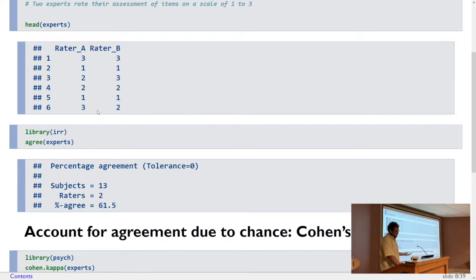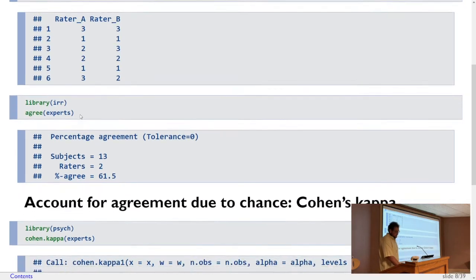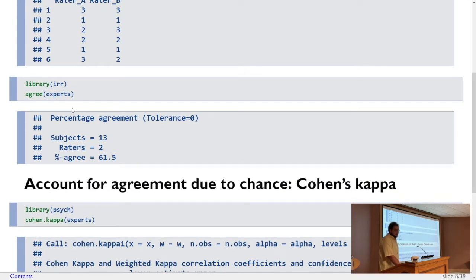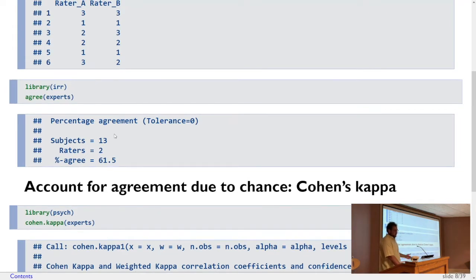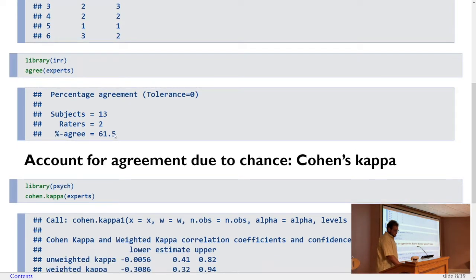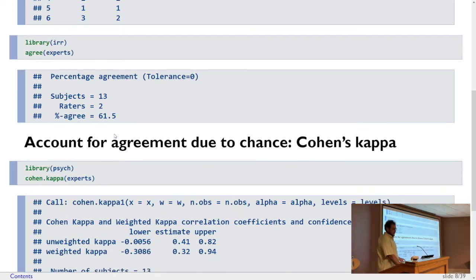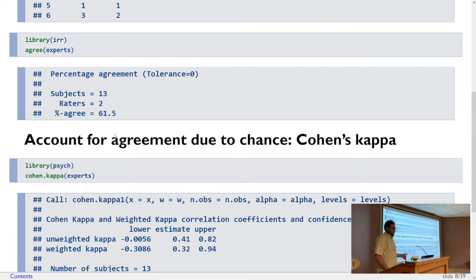We have a pretty simple structure here. I'm going to use this agree function from irr. That is going to show that there is a 61.5% agreement, which is pretty good. Seems like there's some shared agreement of what people think is a good item. The problem with doing that is we're not accounting for things occurring just by chance.